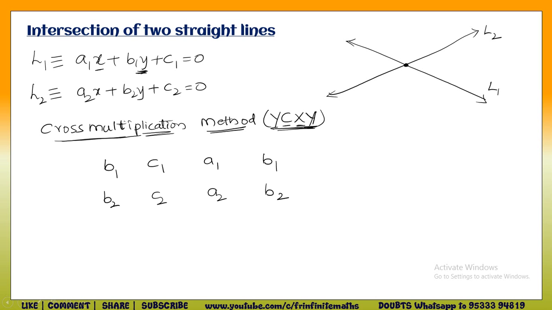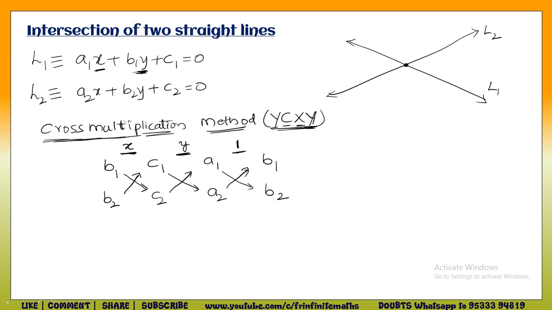Since I am interested in finding the values of x and y, this particular B1, C1, B2, C2 set will give me the value of x. Next, this particular set gives me the value of y, and since it is the constant, I am considering the constant as 1, right? And after that, since we are calling it the cross multiplication method, to get the values we are going to do the cross multiplication for each square. For each square that is formed, we are going to do the cross multiplication.